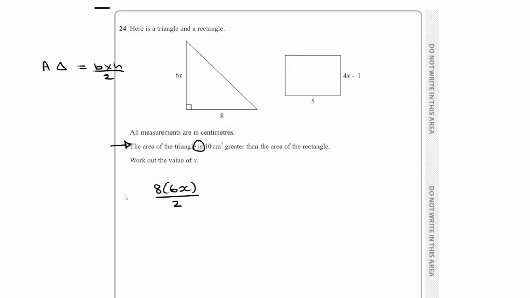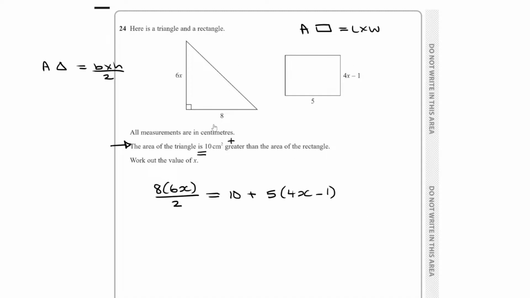Whenever it says is, that's when you put equals. So equals. Then it says 10 centimeters squared greater than the area of the rectangle. Greater just means like additionally, isn't it? Plus. So you could put 10 plus the area of the rectangle. How do we work out the area of a rectangle? It's length times width, isn't it? Which in this case, you can do 5 times, I'm using brackets just because it's algebra, but that means multiply, doesn't it? It means times 4x minus 1. So do you see how I've just translated this into algebra?